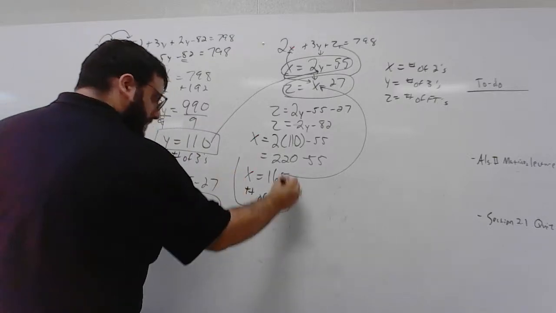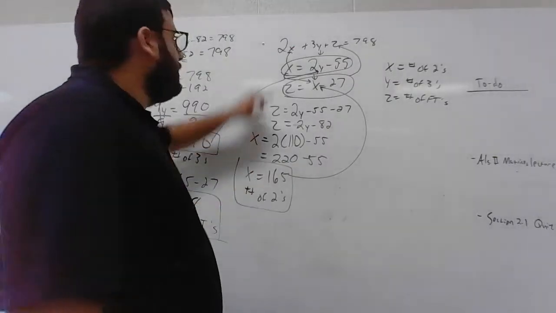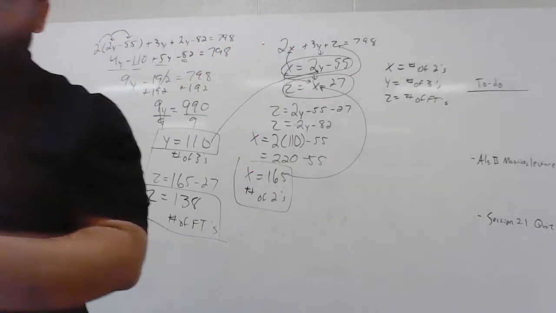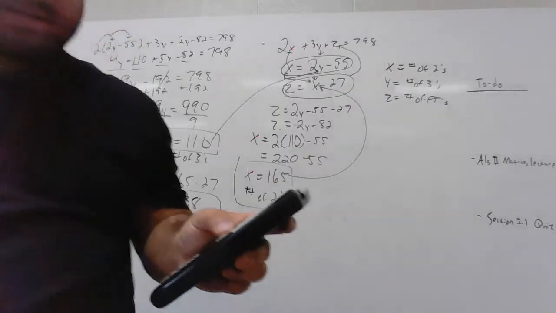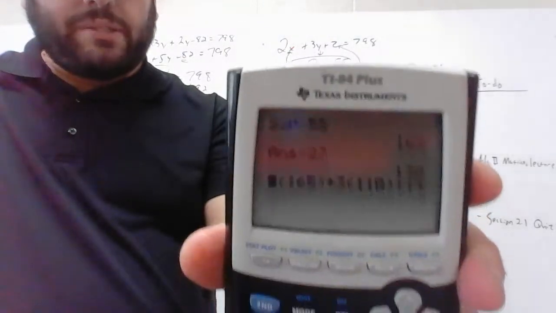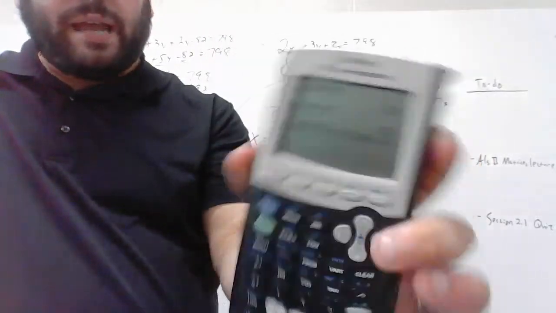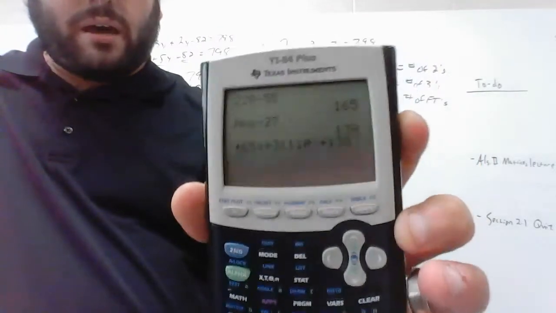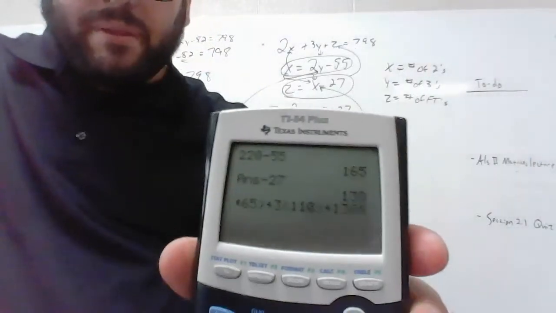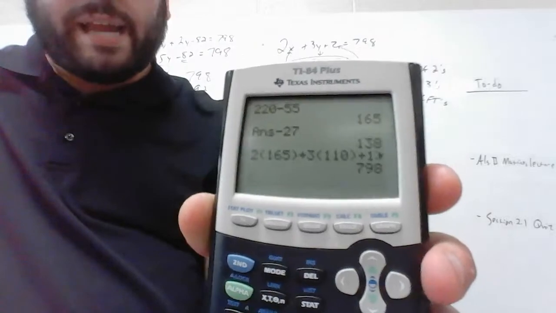And then this right here. How do I check it? Well, let's take these values, put them back into our original first equation. All right, so I'm going to do that real quick on the calculator. So here it is. On my calculator, I have 2 times 165, which is for the 2-pointers, 3 times 110 for the 3-pointers, and then of course my free throws, which is 138. Yeah. So now I'm going to go ahead and press enter, and I should get 798, which is what I want.